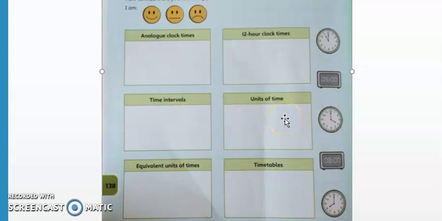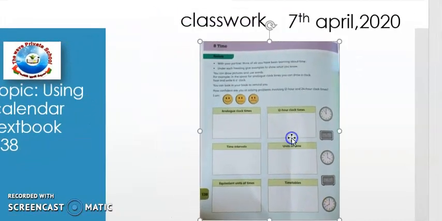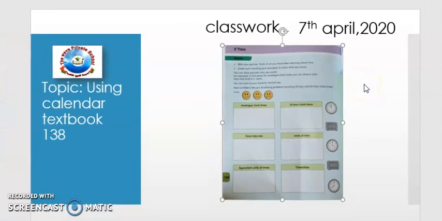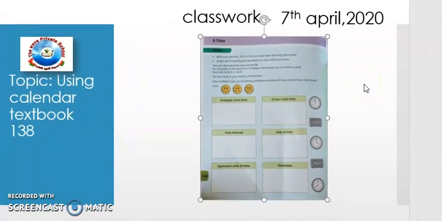Unit of time. What are the units of time? You have to write here the unit of time and the equivalent unit of time as different. After that, timetable. You can draw a tiny timetable, or you can write anything to show that you know this from this chapter. So this is the end of the chapter. I hope you understand this chapter. You have to practice well, because you know practice makes a man or woman perfect. So you have to practice well for this chapter.